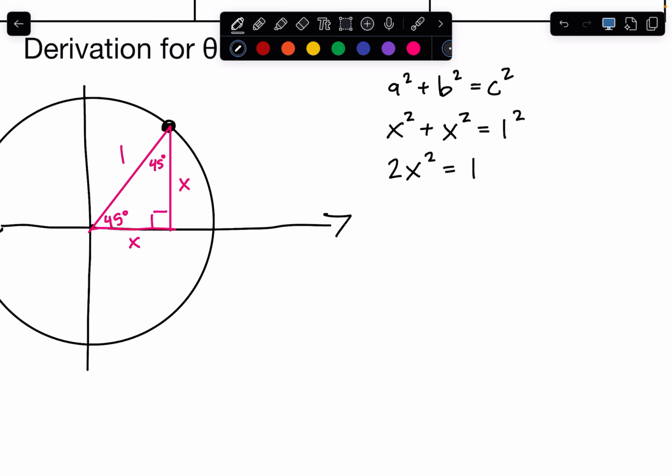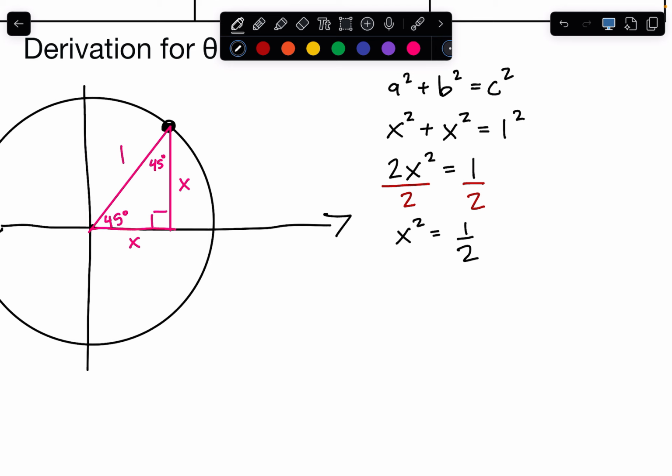Perfect. I want to find out what x is, because once I know x, I know both coordinates of the point on the circle. What do I do to get x by itself? I'm going to divide by 2 first, because we're doing reverse PEMDAS. So this is x squared equals 1/2.